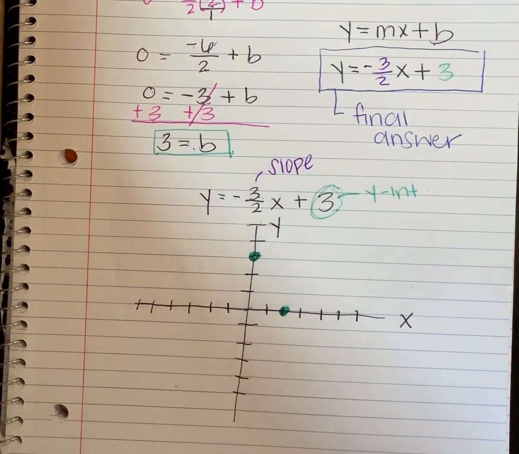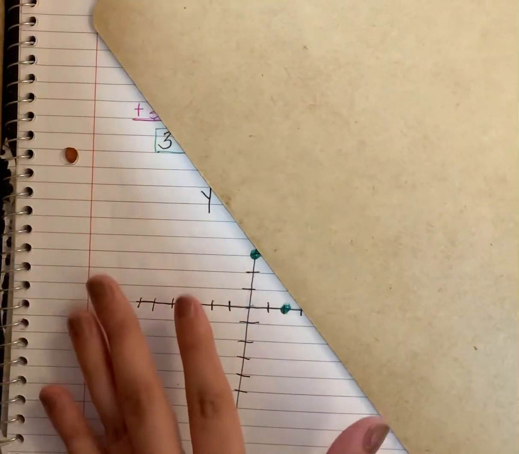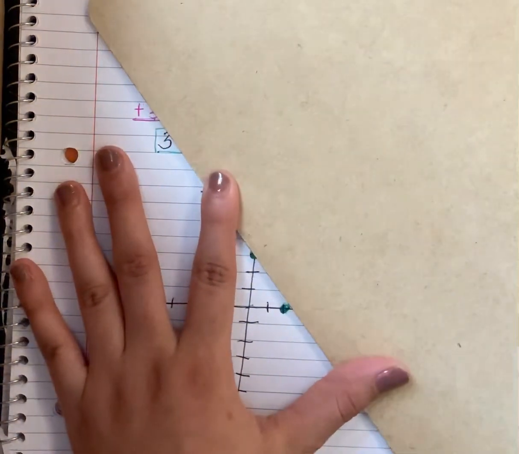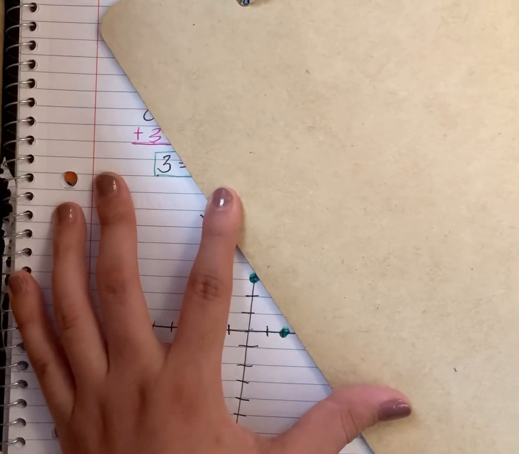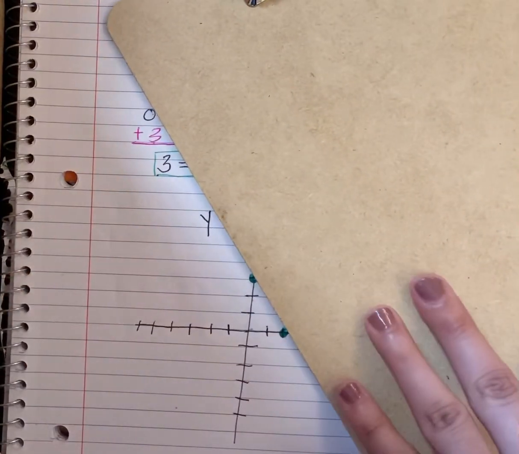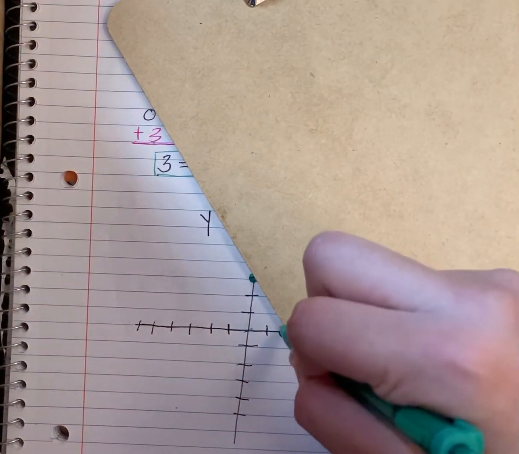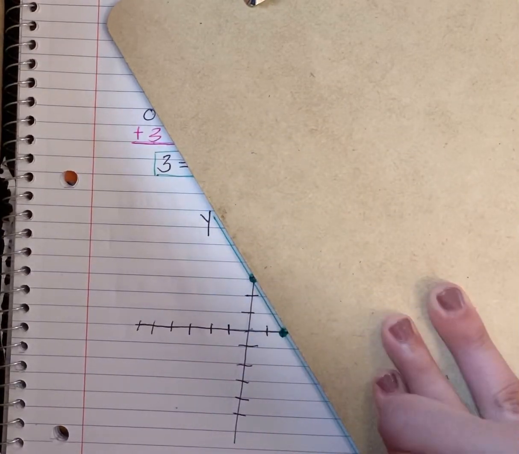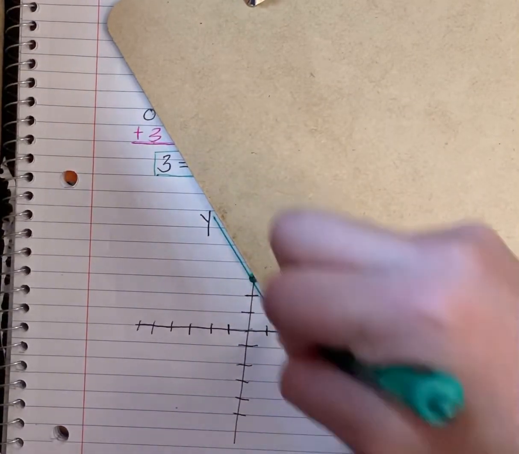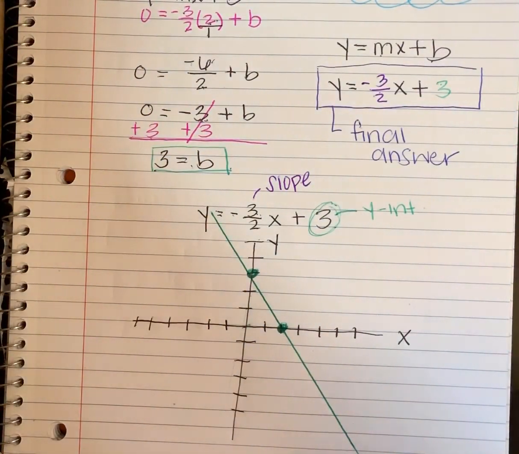So now you can grab a straight edge. It does not have to be a ruler per se. If you have the side of a clipboard or a notebook or a textbook, that can work as well. And we're going to line up those 2 points and draw a line through them. And now we have graphed our equation of the line.